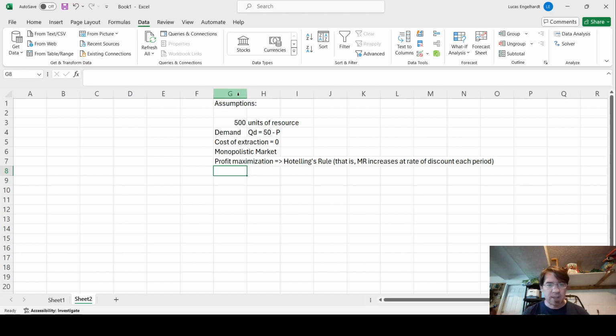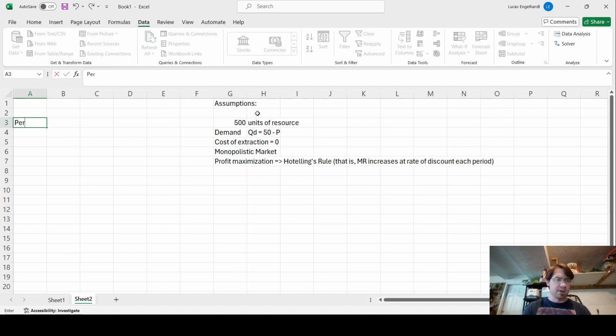All right, so let's go ahead and play around with this a little bit so that we can show how we would set this up. So I'm going to need a few columns here. So one, I'm going to want the period again.